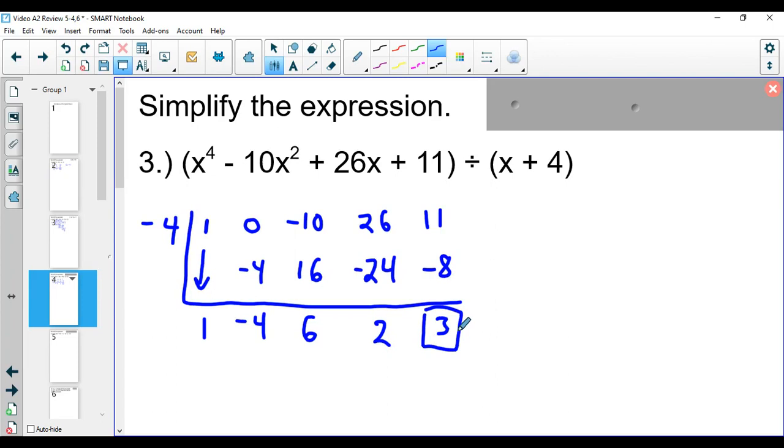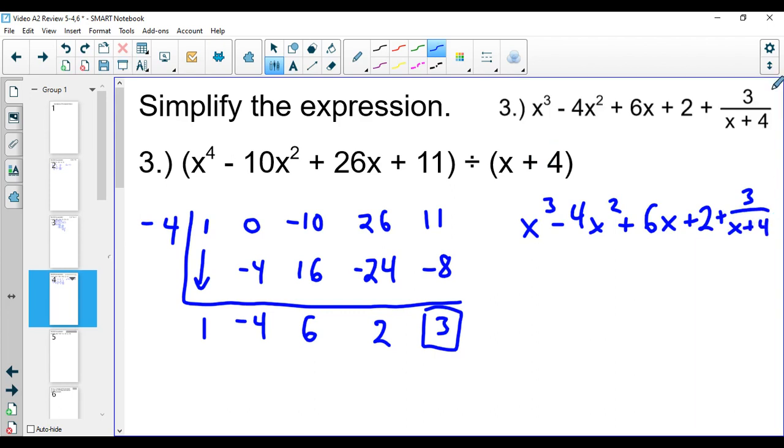So since 3 is the remainder, that means 2 is the constant, 6 would be the linear x to the first, negative 4 is the quadratic, that's x squared, and 1 would be x to the third. So the answer would be x to the third minus 4x squared plus 6x plus 2 plus 3 over whatever we were dividing by, x plus 4. And we check our answer, x to the third, negative 4x squared, 6x, 2, and the remainder.